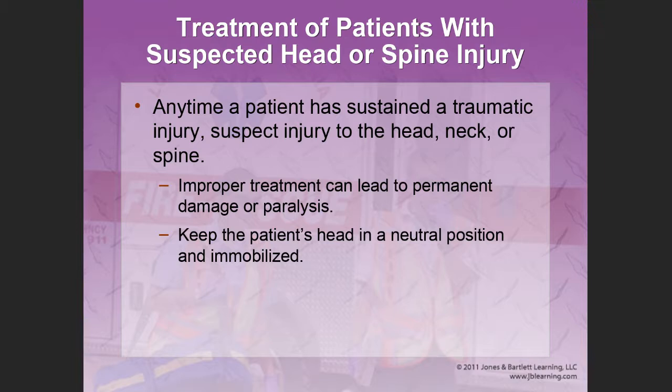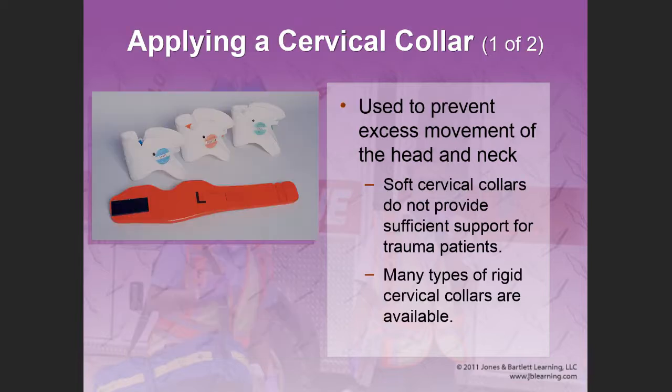Now, treatment of patients with suspected head or spine injury. Anytime a patient has sustained a traumatic injury, suspect injury to the head, neck, or spine, improper treatment can lead to permanent damage or paralysis. Keep the patient's head in a neutral position and immobilize. Keep the patient's head straight.